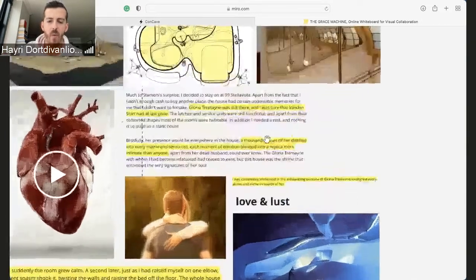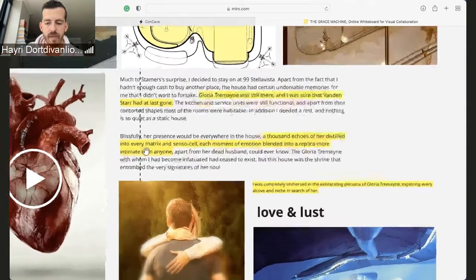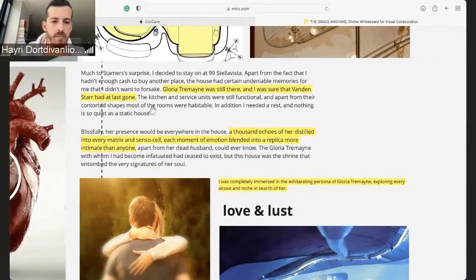And at the end, in Ballard's story, Faye leaves Howard, Howard stays with Gloria and lives with Gloria, and this love relationship or the fetishizing of Gloria continues in the story. Howard explains the reason why he doesn't leave home: blissfully, her presence would be everywhere in the house, "a thousand echoes of her distilled into every matrix and sensor cell, each moment of emotion blended into a replica more intimate than anyone, apart from her dead husband, could ever know.